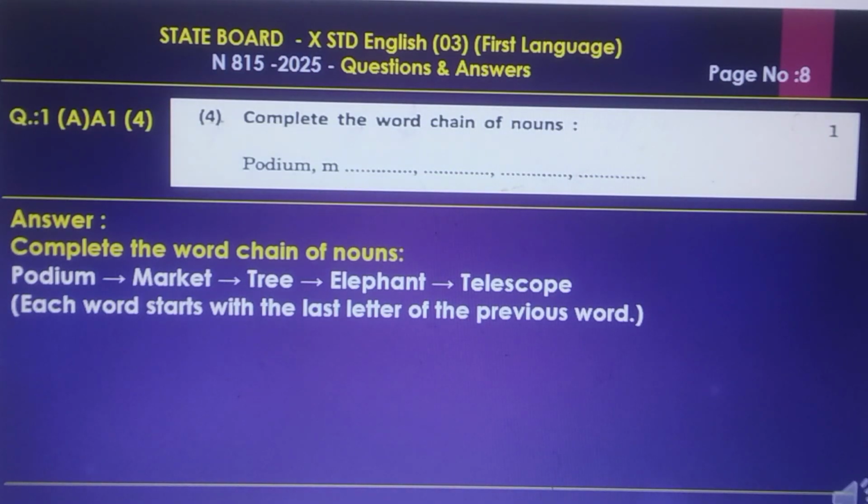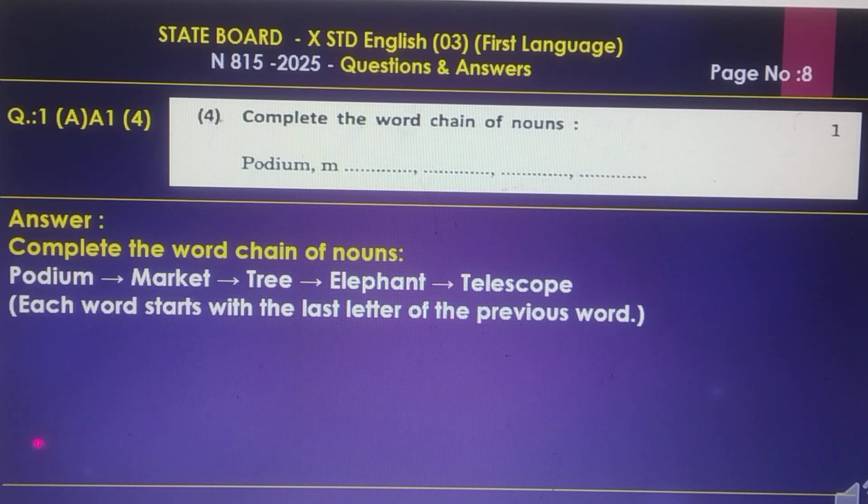Question number 4. Complete the word chain of nouns. Podium, M... Complete the word chain of nouns. Podium, market, tree, elephant, telescope. That is the final answer. Each word starts with the last letter of the previous word.